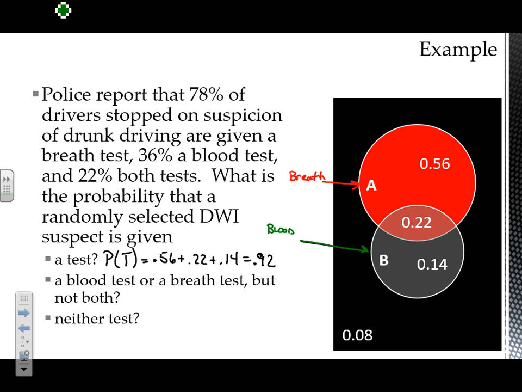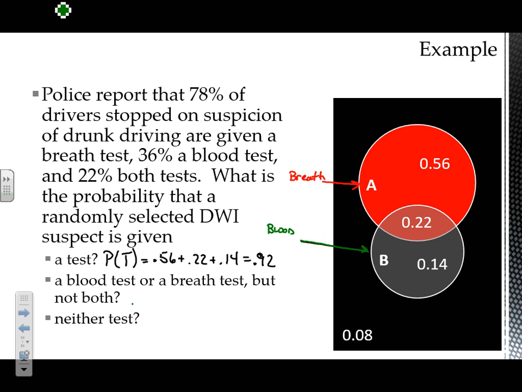So what would I do? Blood test or breath test, but not both. So add event A and event B, well, that would be 78 plus 36, the values after you subtract the 22. Okay, so we want just breath test, which would be only the 56%, right? So I take the 56% for A plus the 14% for B.